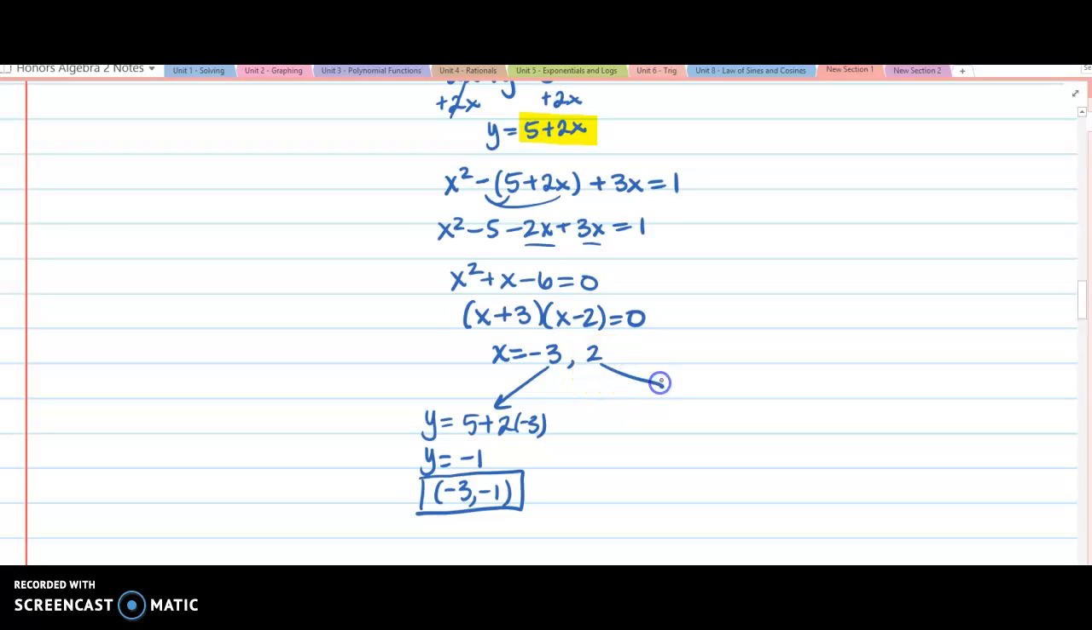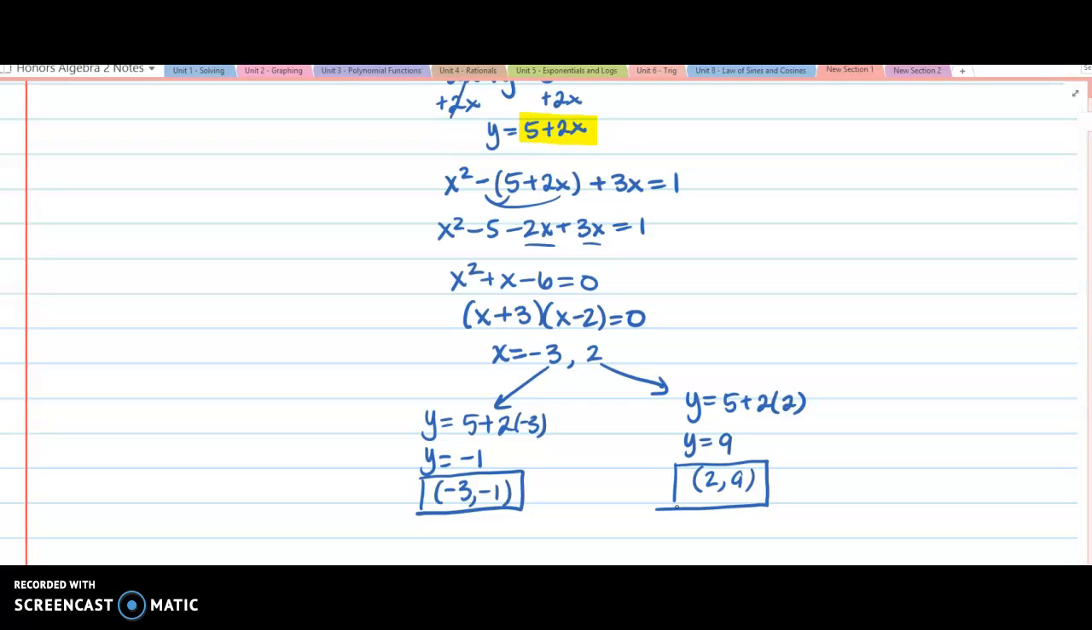And then if x were 2, y equals 5 plus 2 times 2. Again, I'm subbing it into the linear equation, the first one that I had solved for y. So that's 5 plus 4 is 9. The ordered pair here is 2, 9. And those are my two solutions.